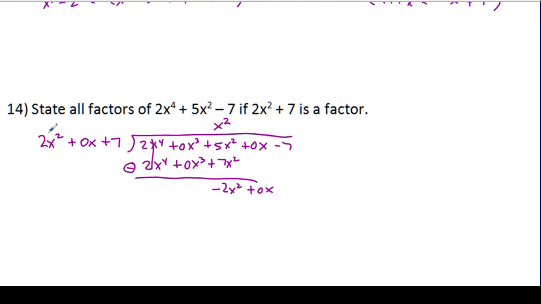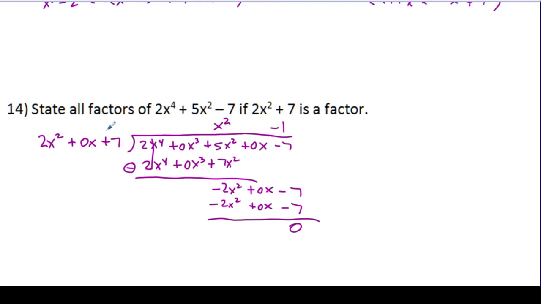There's basically a minus 1. If I put a negative 1 up here, negative 1 times 2x squared is negative 2x squared. Negative 1 times 0x is 0x. Negative 1 times 7 is negative 7, so I'm going to bring down this negative 7 so I have something to subtract with. You can bring down more than 1 at once if the multiplication calls for it. So if you notice, this all goes away, and I end up with a 0. So I don't have a remainder.